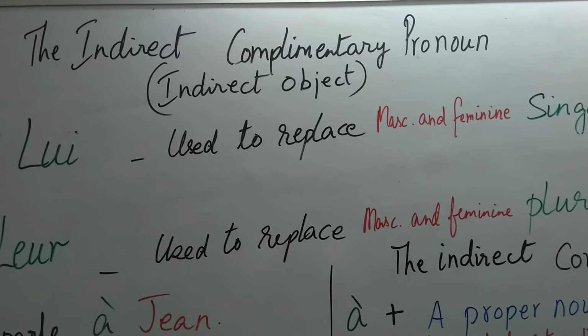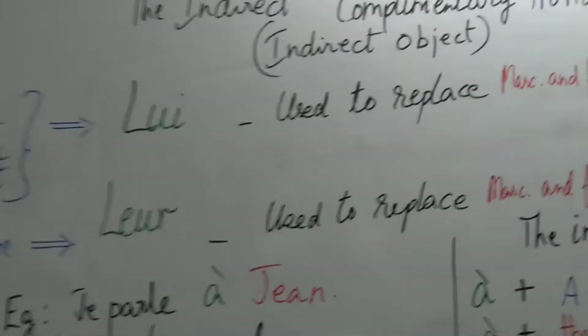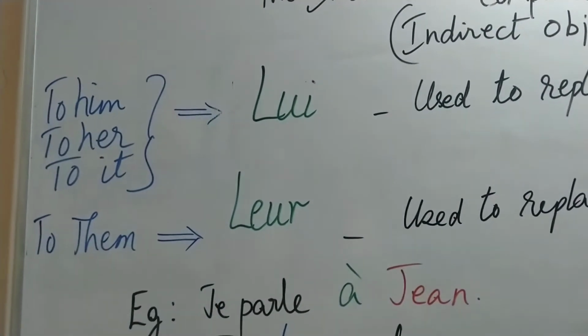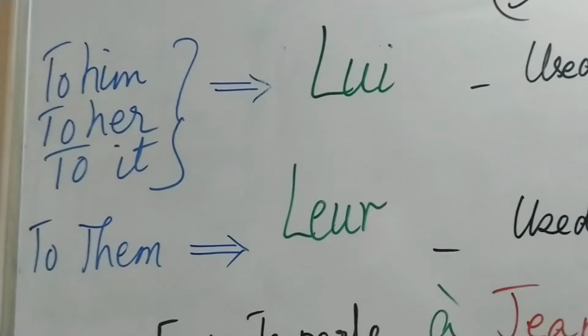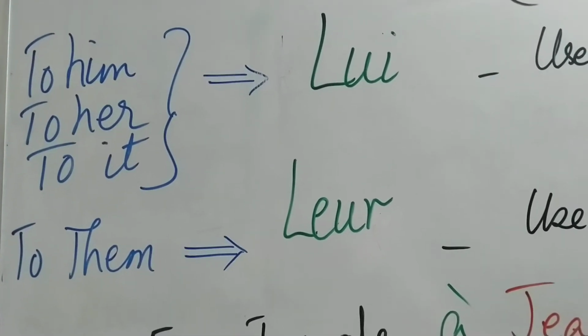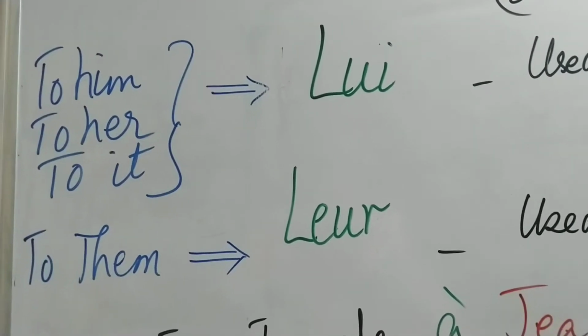The indirect complementary pronoun is otherwise known as the indirect object. It has two forms, lui and leur. Lui will mean to him, to her, or to it. Leur will mean to them. Please notice leur is used without the s, L-E-U-R only. So, two forms of this indirect complementary pronoun.